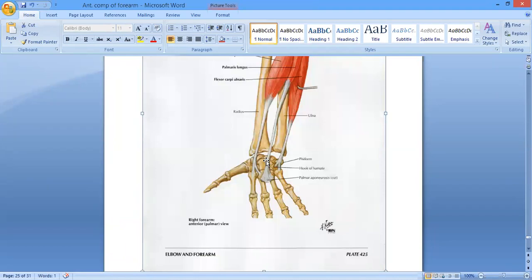Now, what is the function? Again, it's a flexor of the wrist. But it is a small muscle, right? But we have got another value of it. It's a surgical importance, right? And the surgical importance is that this long tendon muscle is used for tendon grafting.